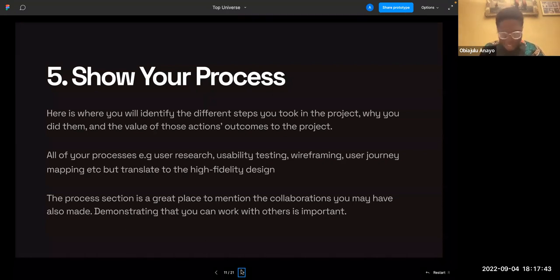From your research, users are saying they don't like this. You are looking at your empathy map. So how does this translate to features in this product? Your empathy map shows what users feel, what they say, what they do. So how does this conclusion that you have made translate to the high fidelity designs? I don't know if you guys feel me.